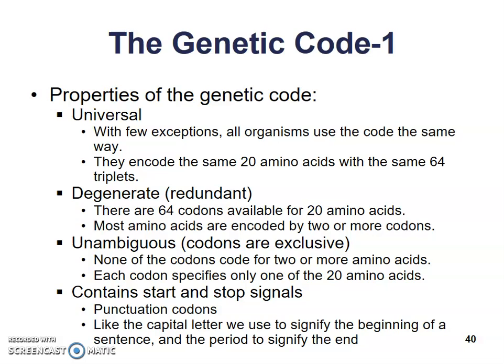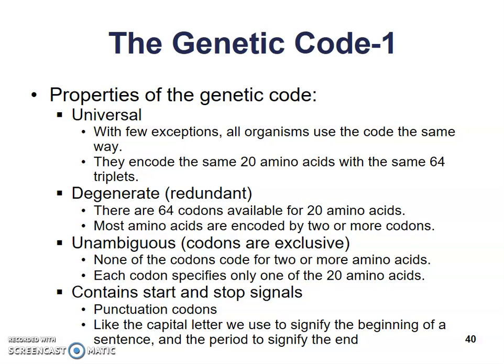They encode the same 20 amino acids with the exact same 24 triplets. Degenerate or redundant. There are 64 codons available for only 20 amino acids, which means most amino acids are encoded by 2 or more codons. They're all unambiguous. Codons are exclusive. None of the codons code for 2 or more amino acids. Each codon specifies only 1 of the 20 possible.